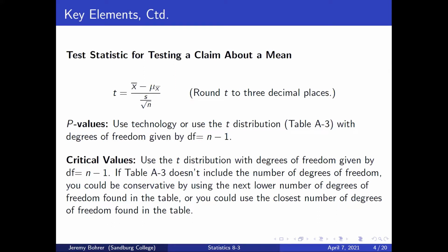Our test statistic is t equals x bar minus mu sub x bar over s divided by the square root of n, and we round t to 3 decimal places. For the p-value method, we use technology or the t-distribution, table A3, with degrees of freedom given by df equals n minus 1. For critical values, use the t-distribution with degrees of freedom given by df equals n minus 1. If table A3 doesn't include the number of degrees of freedom, you could be conservative by using the next lower number of degrees of freedom found in the table, or you could use the closest number of degrees of freedom found in the table.